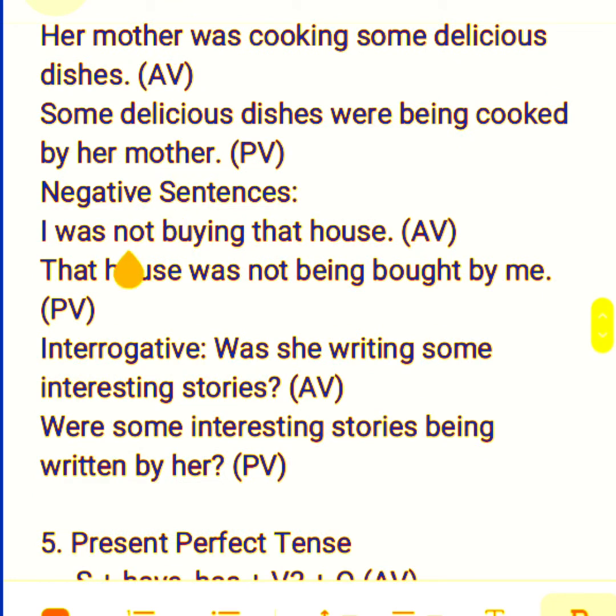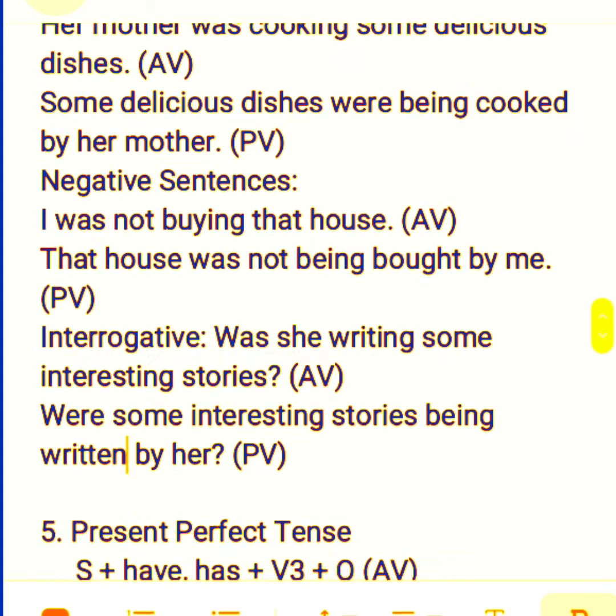Negative sentences. I was buying that house. I was not buying that house. That house was not being bought by me. Interrogative. Was she writing some interesting stories? Were some interesting stories written by her?